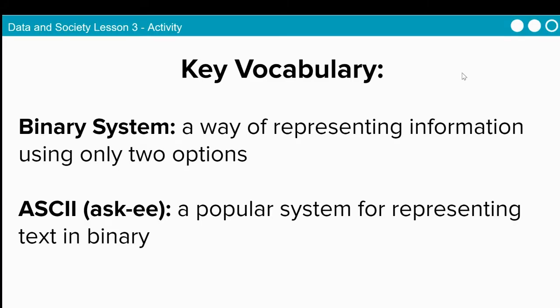We have two key vocabularies for this lesson. The first one is binary system, and it's a way of representing information using only two options, on or off with the power, and then one or zero as you get further into the binary lessons. ASCII, A-S-C-I-I, is a popular system for representing text in binary. So this is how the computer actually does it.